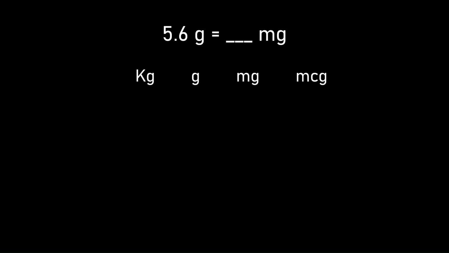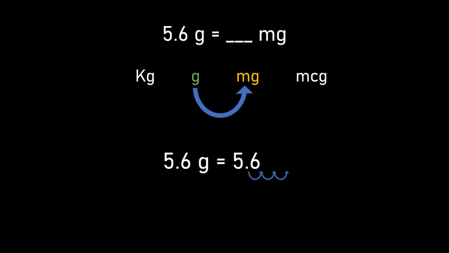Because this conversion is solely within the metric system, we can even use a conversion slider to confirm our answer. We start with the unit we're given and move to the unit we're converting to, remembering that with this conversion slider, one movement here is equal to 3 movements of the decimal. So this one movement from grams to milligrams is equivalent to 3 movements for the decimal in the same direction. That leaves us with, you guessed it, 5,600 milligrams.